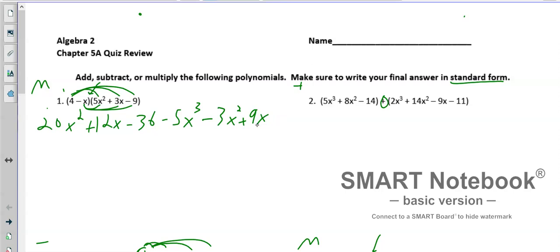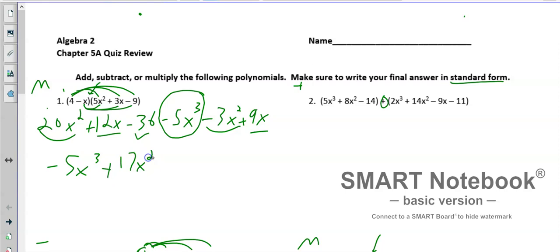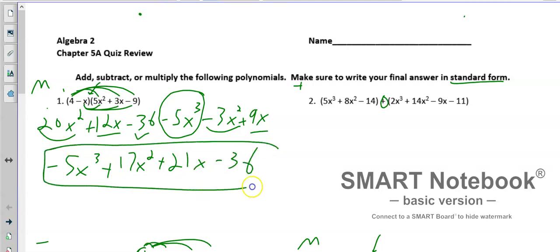Now, I need to look for like terms. So there's my x squareds. Here's my x's. I have just a constant. And here is my winner for the highest degree, -5x cubed. 20x squared minus 3x squared is 17x squared. 12x plus 9x is 21x. And the -36 at the end. Final answer.